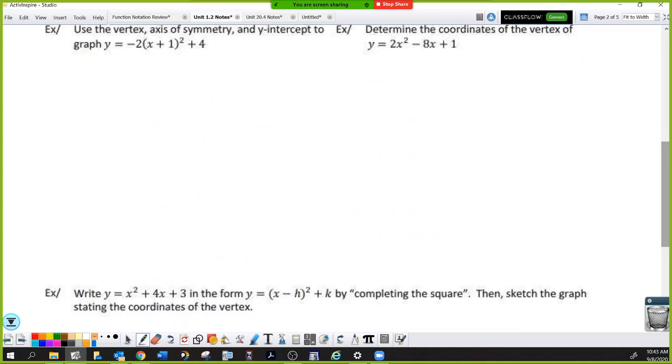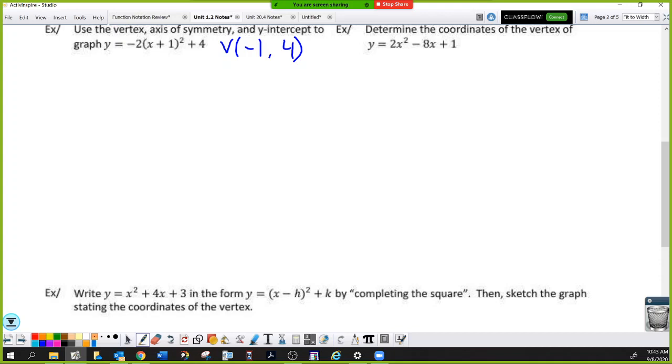Now this one, we're graphing again, but this time we are in vertex form. So what I'm going to go ahead and do is write the vertex. And the vertex is always going to be what makes the inside equal 0, comma the number to the far right. Works every single time.